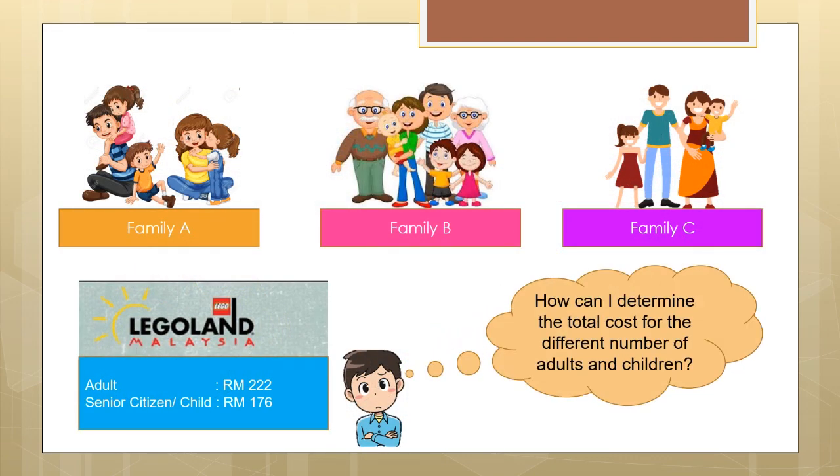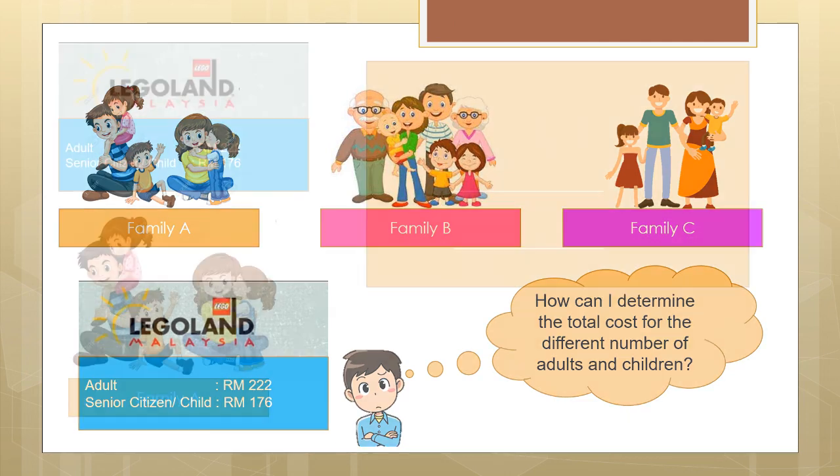You are going to determine the total cost for the different number of adults and children, because we have family A, family B, family C with different numbers of children, different number of adults, and also senior citizen. You see we have family A, B, and C. Alright, then let's give a try.